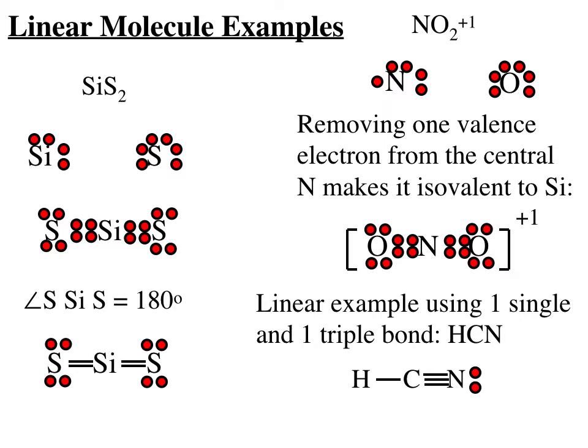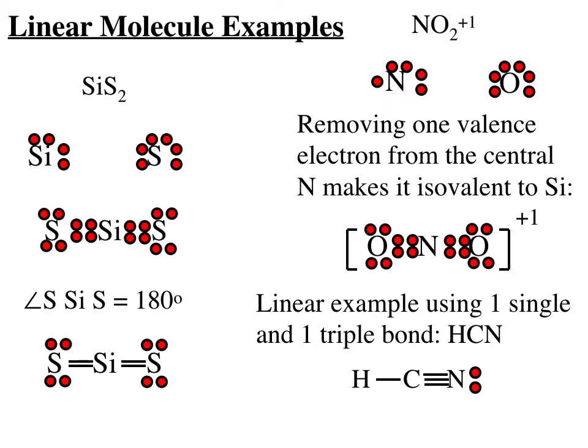And remember, as I talked with you about, you should remove the valence electron from the central atom, so I'm going to pull an electron away from N. And when I do so, notice that SiS2 and NO2 plus, and CO2 for that matter, are isovalent. They would have the exact same number of valence electrons for the cation NO2. So, of course, they're going to bond in exactly the same way as I show you in the picture on the right.